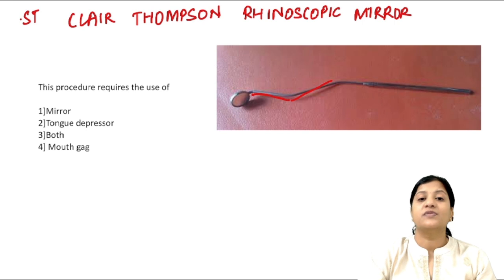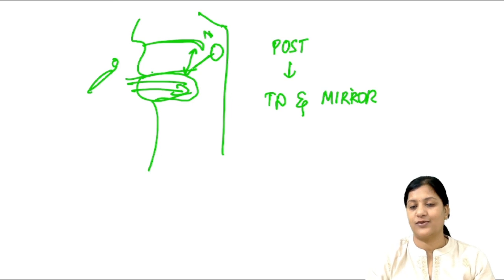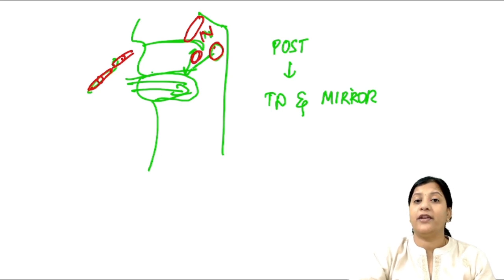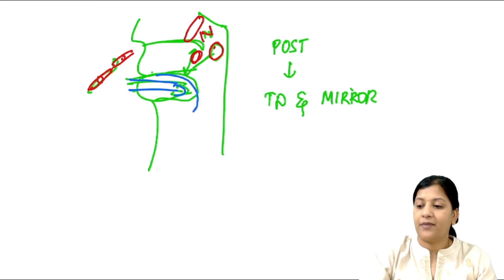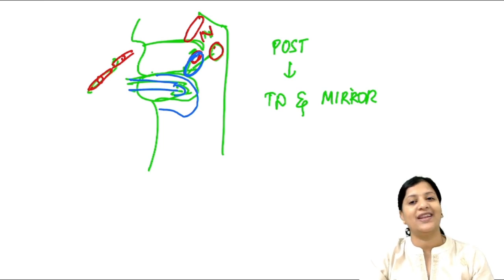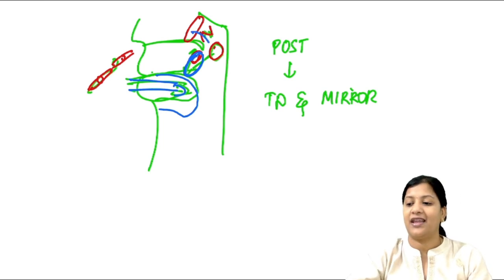So this St. Clair Thompson posterior rhinoscopic mirror is used to perform a procedure called posterior rhinoscopy. So when we do a posterior rhinoscopy, the aim is to visualize the nasopharynx and the posterior part of the nose in the mirror. Now if I just see directly from outside without depressing the tongue, the oropharyngeal space would be narrow, limiting my view of the nasopharynx in the mirror. But if I take a tongue depressor and depress the tongue, it will widen the oropharyngeal space, giving me a better view of the nasopharynx and the posterior end of the nasal cavity in the mirror.